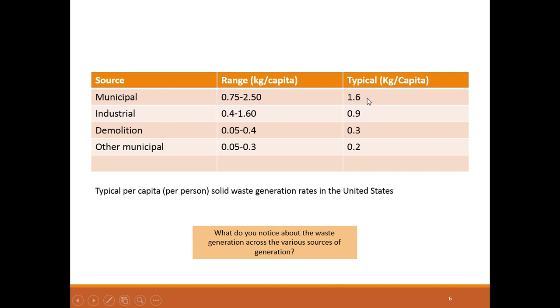What you find here is that your highest waste generation per person occurs in the municipal environment. So that municipal environment, for example, that urban environment, which also includes residential and other built-up areas, we tend to produce the highest waste generation, followed by industrial and demolition and other municipal. Okay, so really the point of this is to help you identify patterns and relationships in waste generation rates.